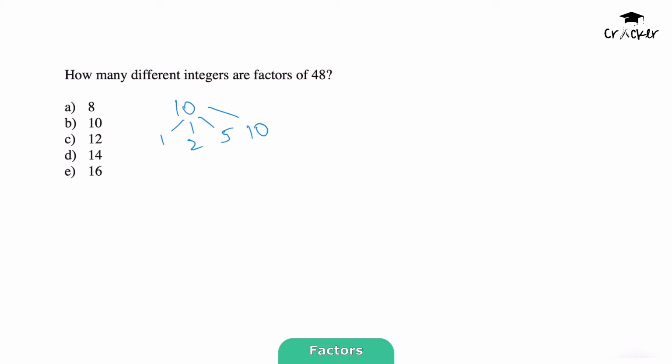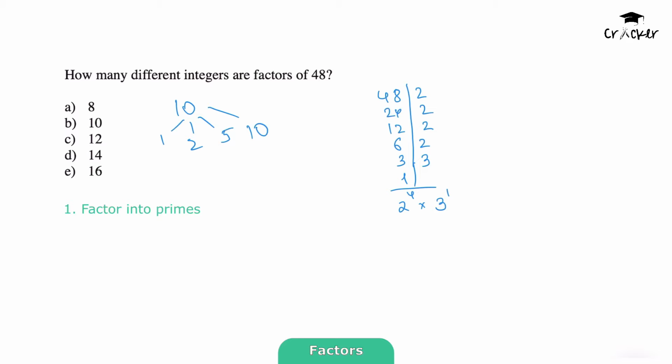To find all factors of 48, the first step is to determine its prime factorization, that is, represent the number in the form of the product of all its prime factors. To do this, we keep dividing 48 by its prime factors until we arrive at 1. 48 divided by 2 is 24. 24 divided by 2 is 12, then 6, then 3, and finally we arrive at 1. So, the prime factorization of 48 is 2 raised to the power of 4 times 3 raised to the power of 1. Now, how do we determine the total number of factors?